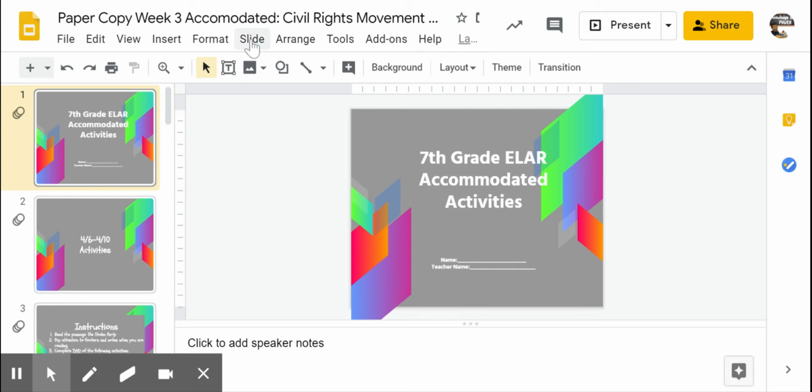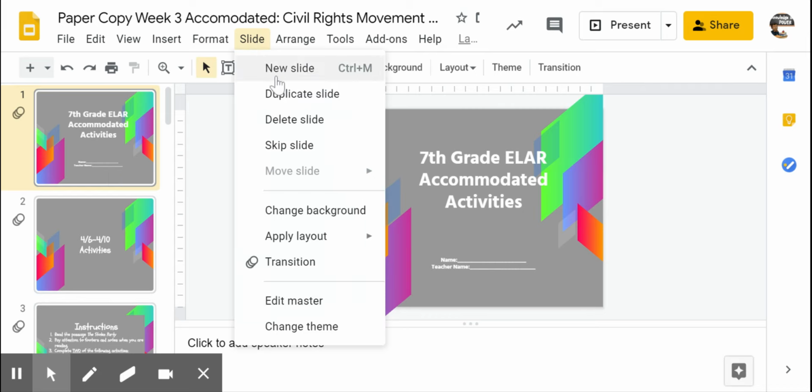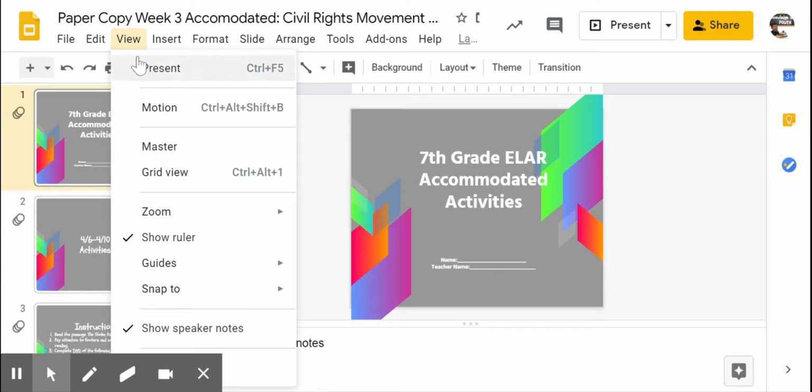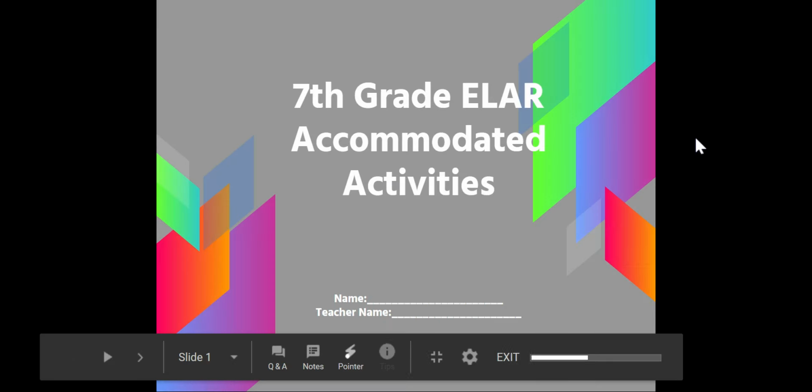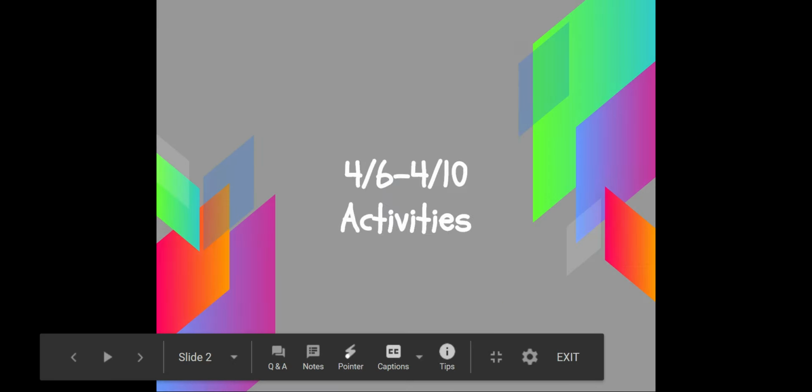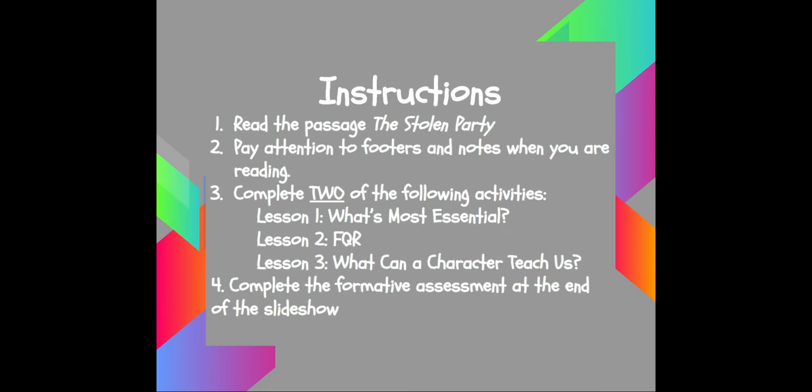Hey guys, we're gonna go over the instructions for the week 3 assignments that we got going on here today. Gonna read through it for our activities, April the 6th through the 10th. So you're gonna read the passage, The Stolen Party. We're gonna provide a link to the recording. So pay attention to those footers and notes that provide definitions and explanations of certain terms and elements of that.